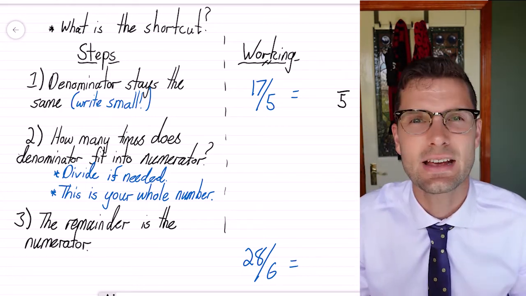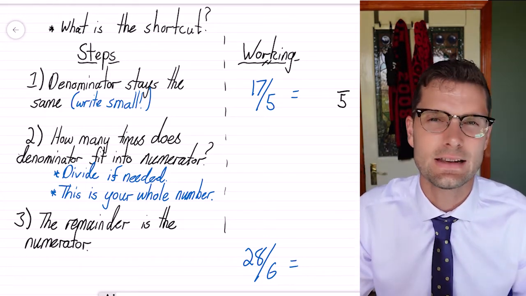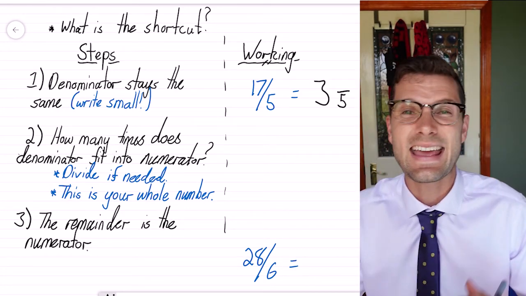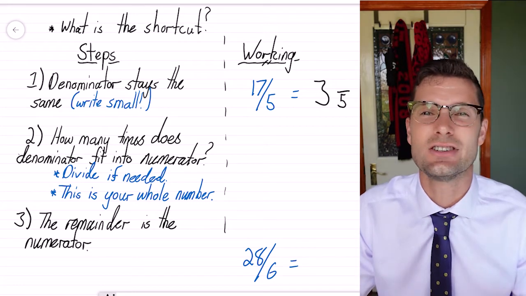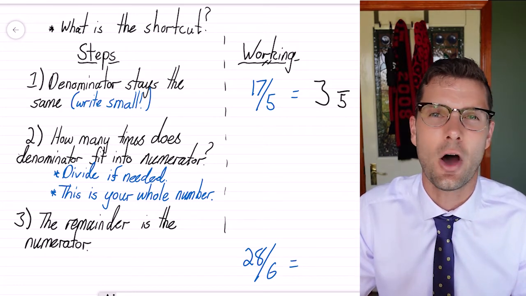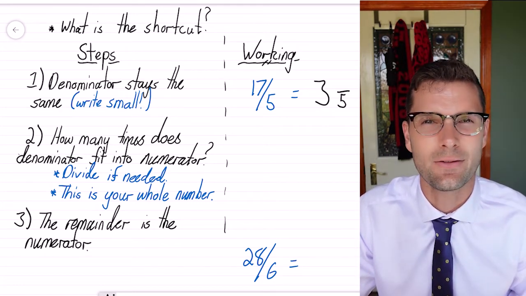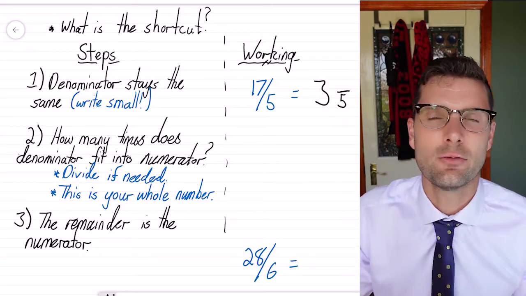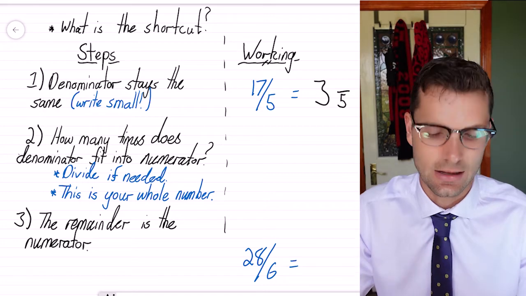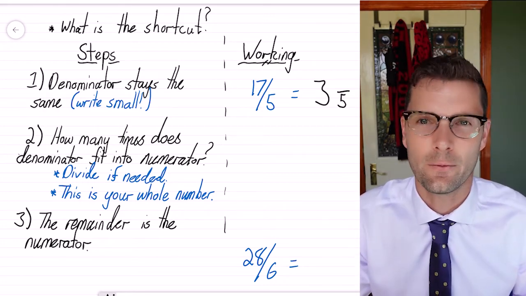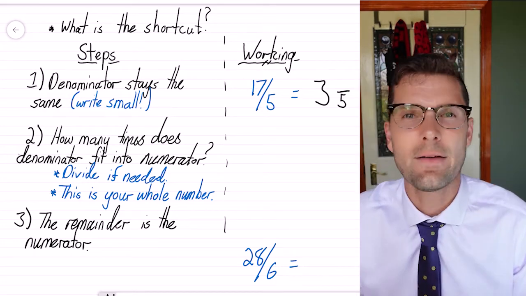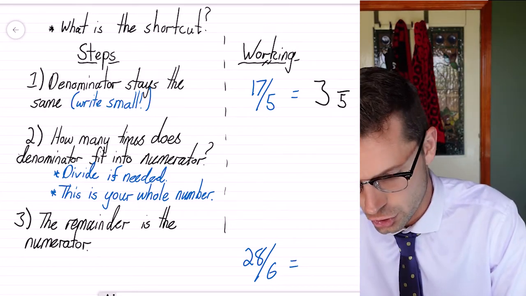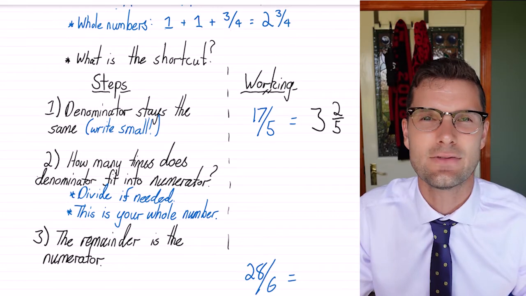So for this one, 17 over 5, 5 fits in 3 times, okay? So 3 times. If you're finding that hard, you can always just use your calculator and divide. Just use the whole number out the front there, okay? Then whatever the remainder is, okay, so how many are left over, that goes on top of the fraction. So for this one, 5, 10, 15 is where we get our 3 wholes, and then we've got 2 left over to get over to that 17 mark.